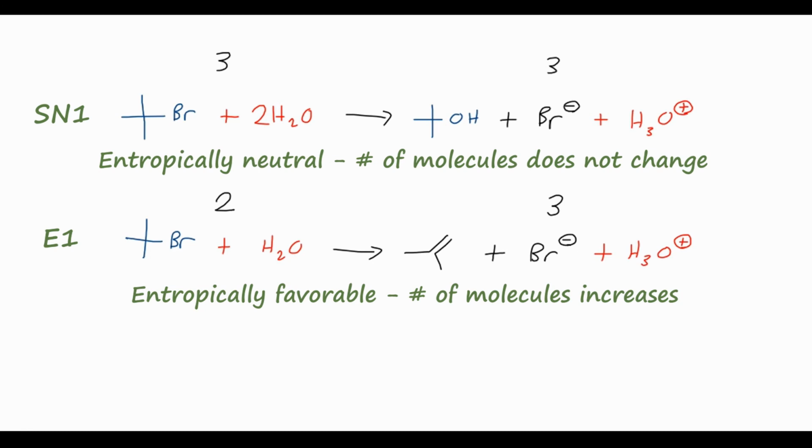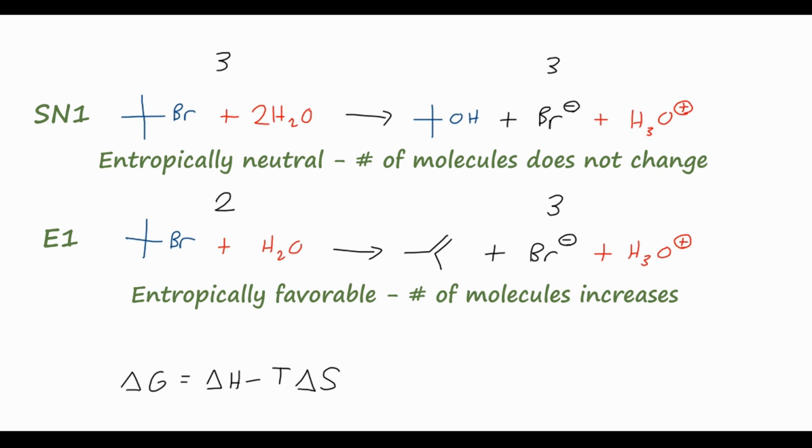Okay, so we know the E1 reaction is entropically favorable. So what does that mean for this competition between SN1 and E1 reactions? Well, if we go back to the equation that we have for Gibbs free energy, so we have delta G is equal to delta H minus T delta S. So that relates our Gibbs free energy, delta G, to the change in enthalpy, delta H, and temperature T, and delta S is entropy.